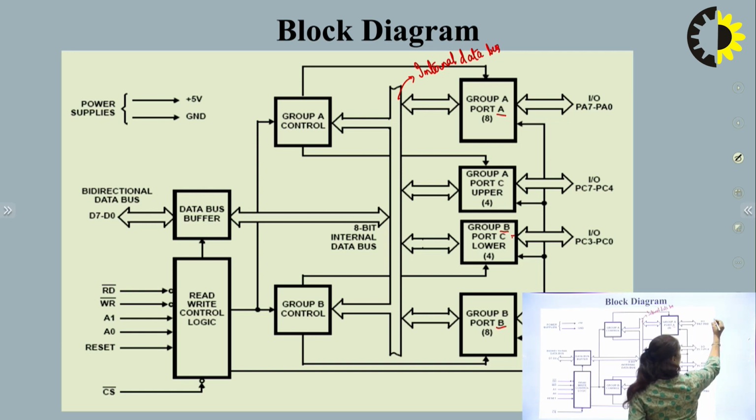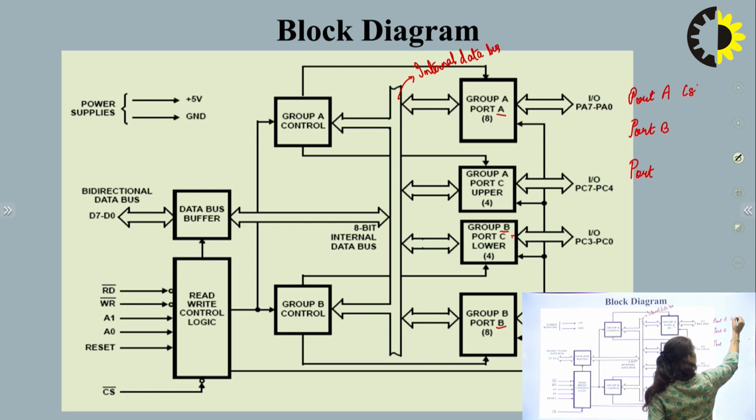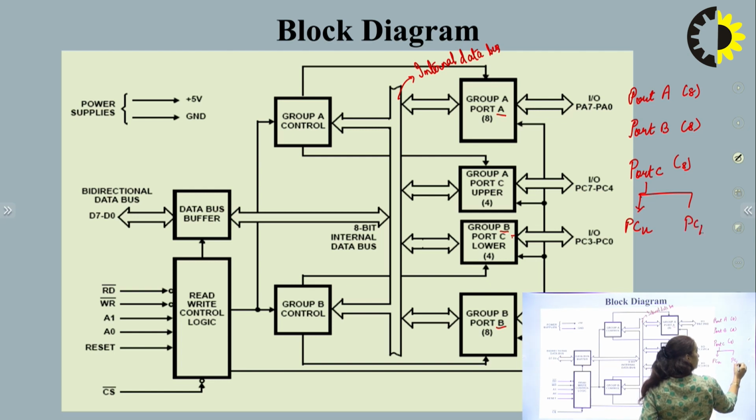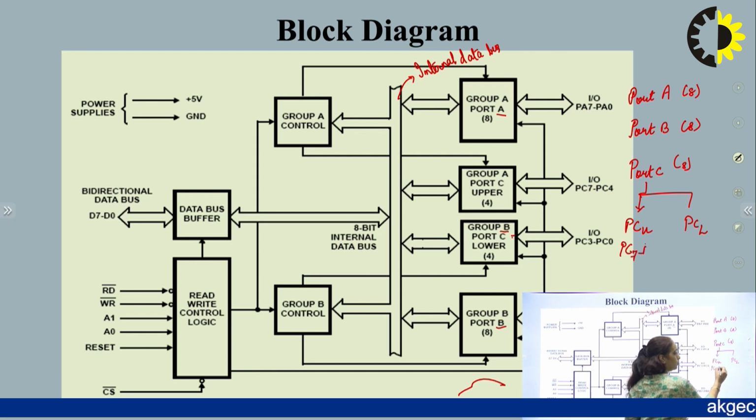In this way, we have port A, port B, and port C. These ports are 8-bit, as shown in the diagram. Port C is divided into two parts, port C upper and port C lower. Port C upper contains the bits from PC7 to PC4, and port C lower contains the bits from PC3 to PC0.